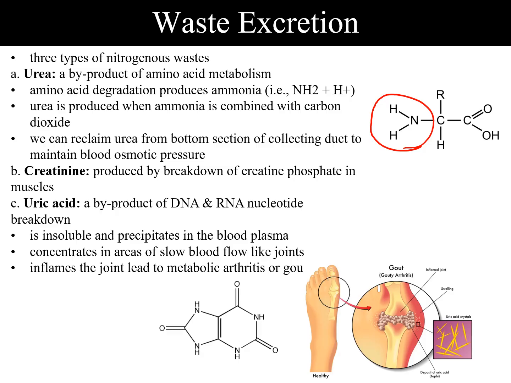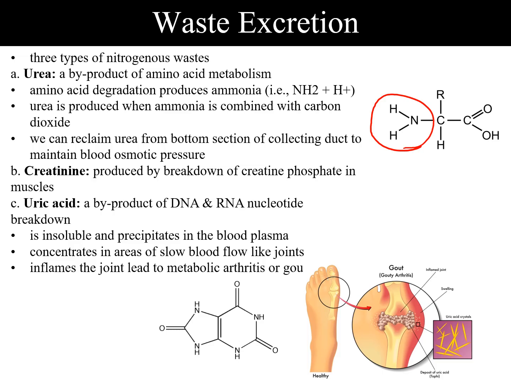It unfortunately then promotes the formation of ammonia, which is very toxic. So the liver combines the ammonia with a carbon dioxide molecule to produce urea. So the blood now contains urea. It will contain a very small amount of ammonia, not enough to make us sick, but it is there. But the majority of this is now urea. It's going to be filtered out at the glomerulus and become part of the filtrate.